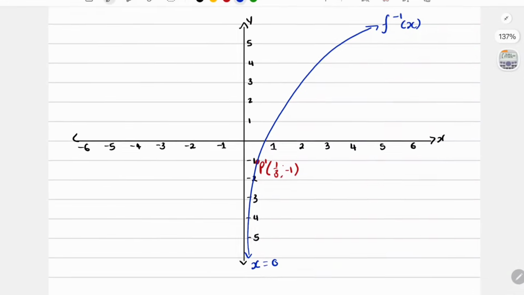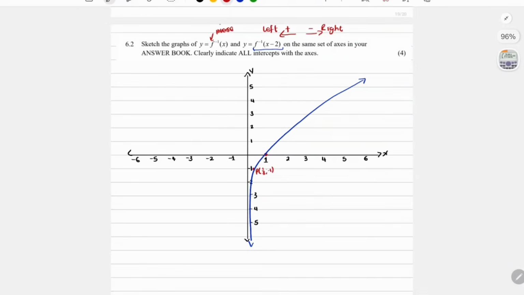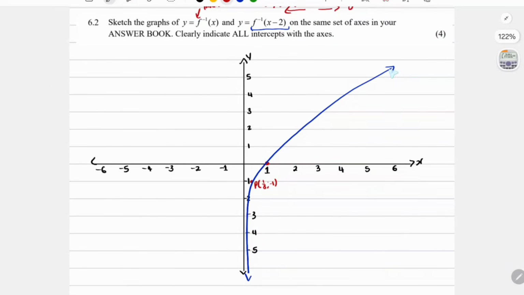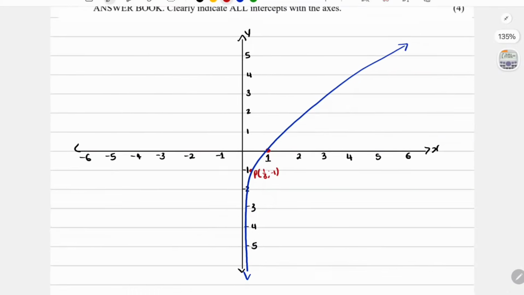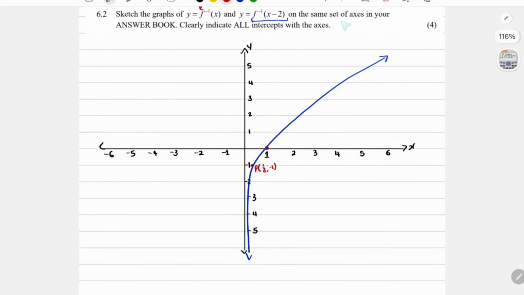So I'll just try to draw it again, just let it pass 1. Like that, I had to just redraw the graph so that it passes 1 and still passes the point (1/3, -1). So that is what our inverse function looks like. That is the f^-1(x), right?